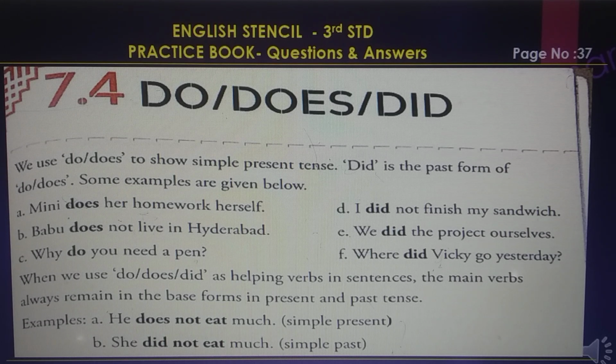When we use do, does, did as helping verbs in a sentence, the main verb always remains in the base form in the present and past tense. Examples: He does not eat much, simple present. She did not eat much, simple past tense.